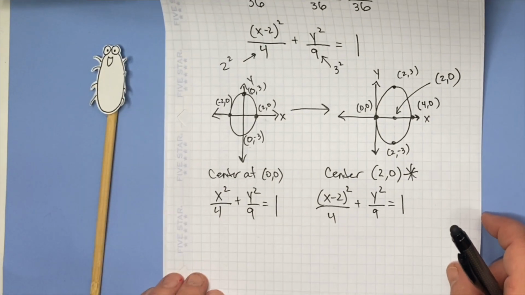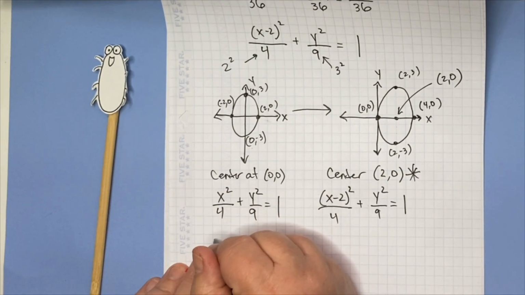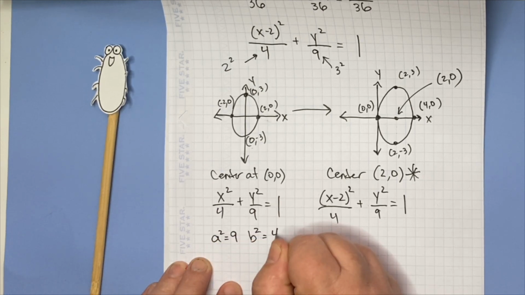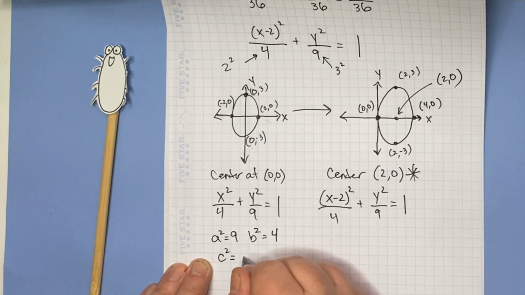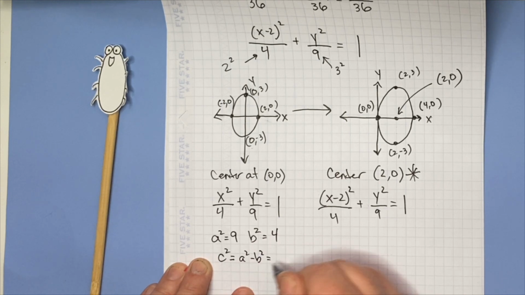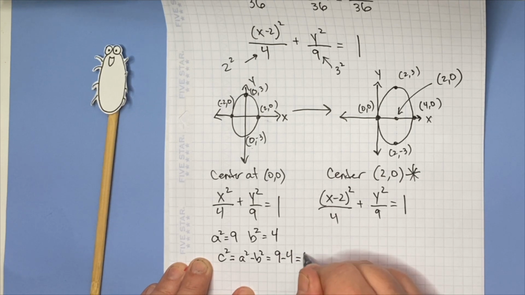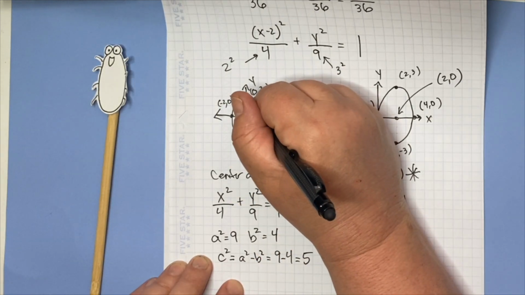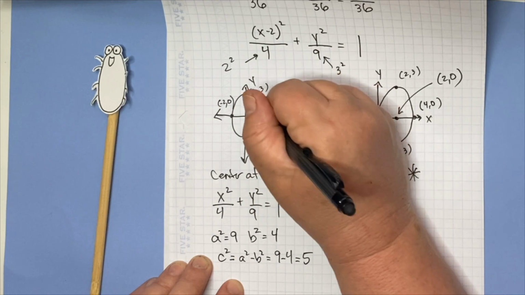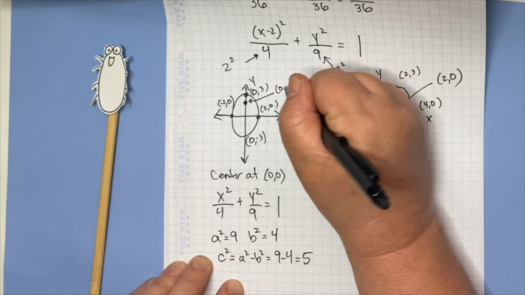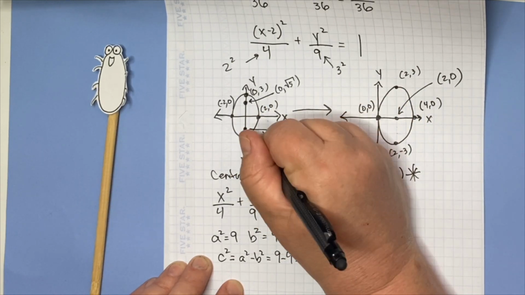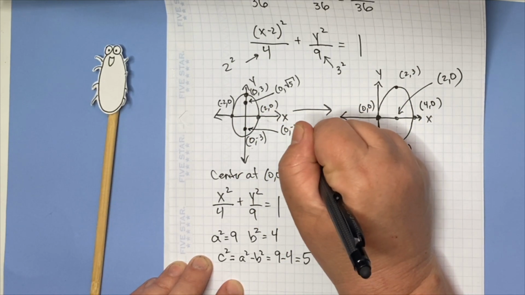Okay, let's do this. So, in this case, a squared is 9, b squared is 4. So c squared, which is a squared minus b squared, the bigger one minus the smaller one, 9 minus 4 is 5. Okay, so c squared equals 5. And so that means that we've got foci that are up here at 0, radical 5, and down here at 0, negative radical 5.